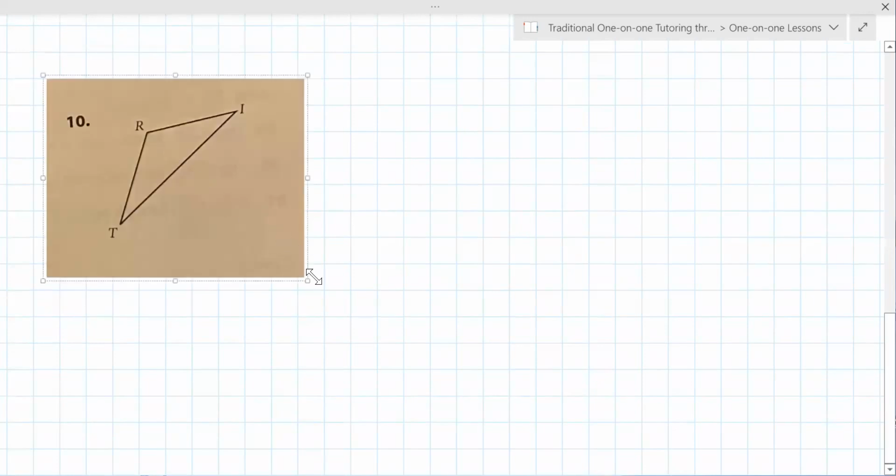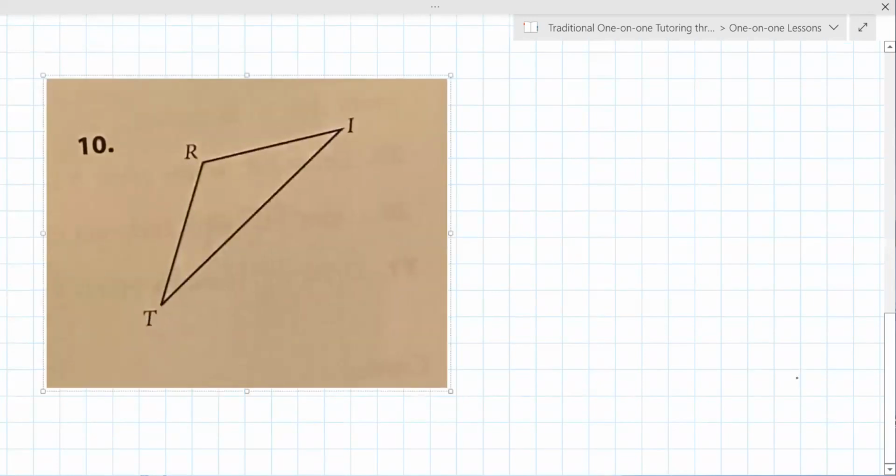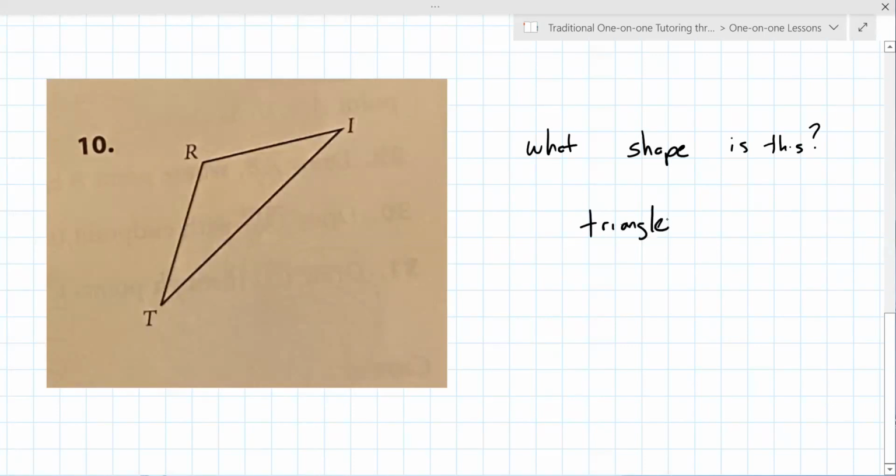What shape do you see here? Are you able to hear me? Yeah, I'm able to hear you. The shape right there, that is a triangle. It's like a short triangle. It's a triangle. Very good. Okay. How many sides does a triangle have? Three sides. So how many line segments are there? 1, 2, 3. Three. So I want you to try naming them on your own, please.